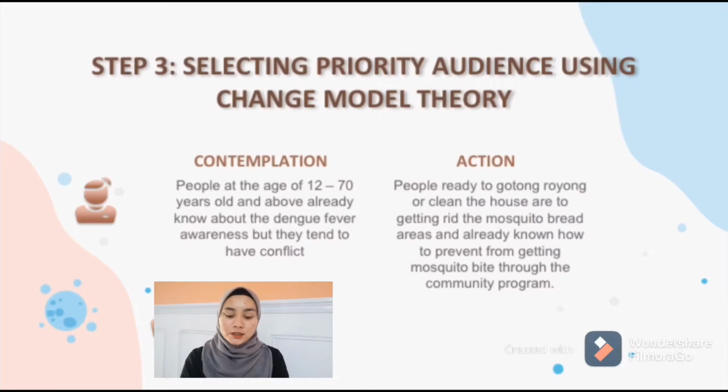Next is the action stage. For the action stage, people are ready to change their behavior after facing a few conflicts. People are ready to join gotong royong activity with the community. They also take action to get rid of mosquito breeding areas such as flower pots, old tires, and bottles and cans.